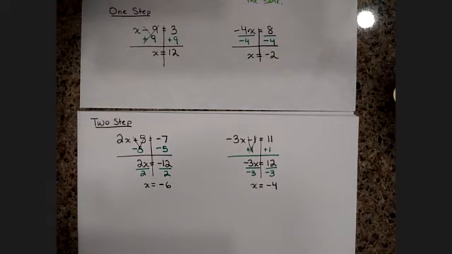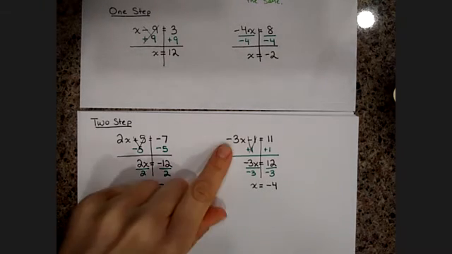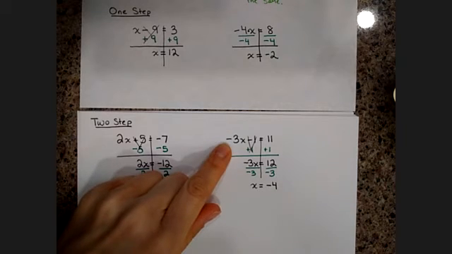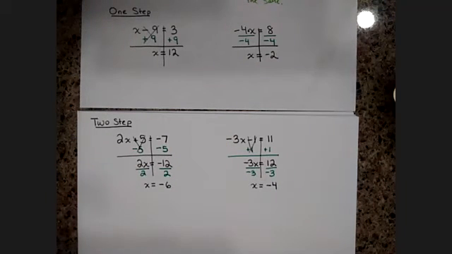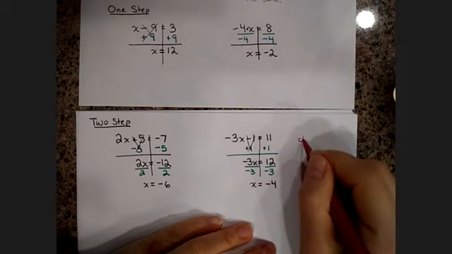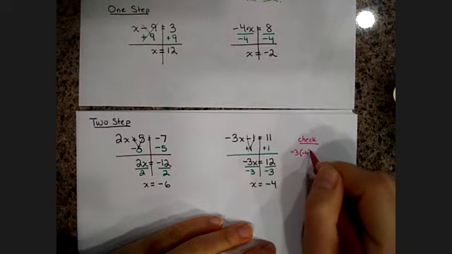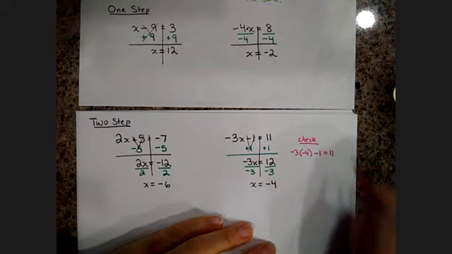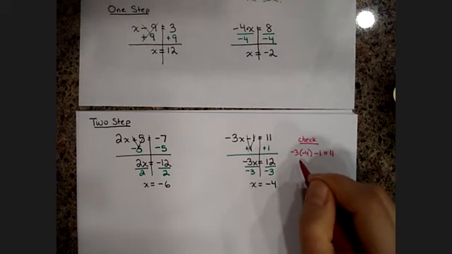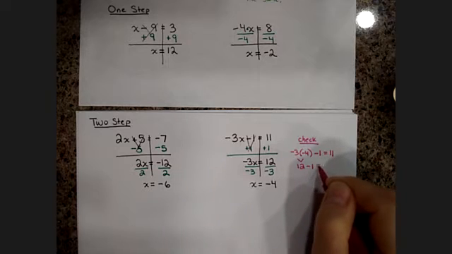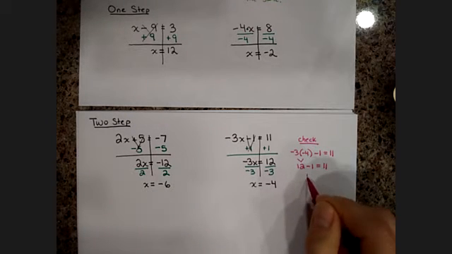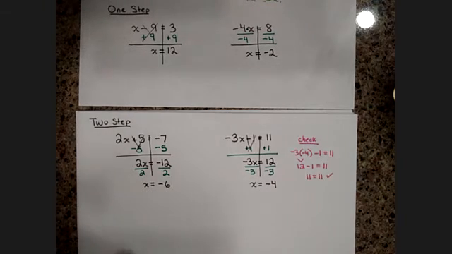Remember, we can always check every one of these solutions by plugging it back into the original problem and seeing if we get a statement that comes out to be true. So let's check this one just so that we can see how that looks. I would go back to the original problem and I would put -4 in the x spot. And I would do my order of operations. And I get a true statement. 11 equals 11. Therefore, that must be the correct answer.